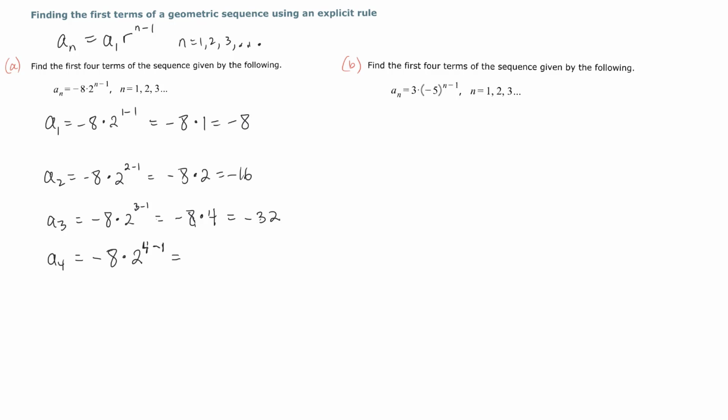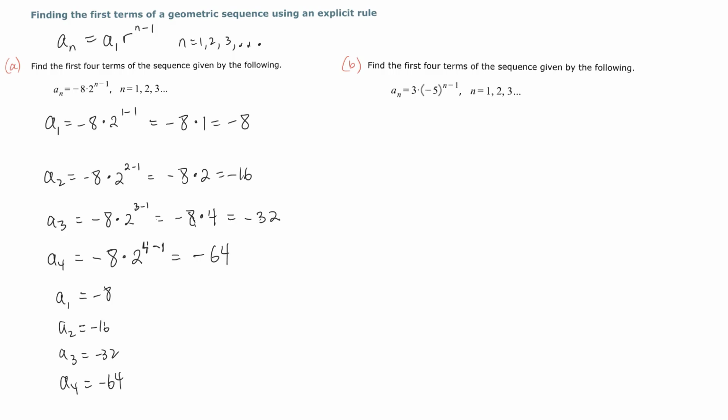So we get 8 times 8. But you have a negative in front, so it's a negative 64. Let's summarize this. Therefore, a sub 1 is negative 8. A sub 2 is negative 16. A sub 3 is negative 32. A sub 4 is negative 64.